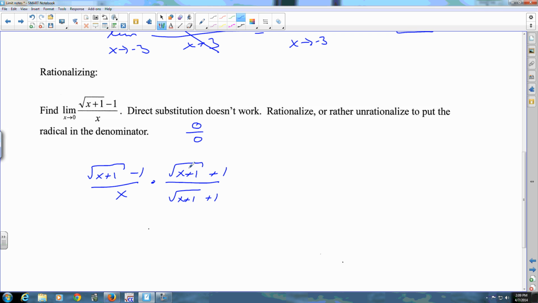So, you square the first thing, minus square the second thing, over x, and then its conjugate, square root of x plus 1 plus 1. Hopefully you're going to see the top that cancels out. X over x, because this is a product, I can cancel that. So I get 1 over the square root, in other words, its conjugate.